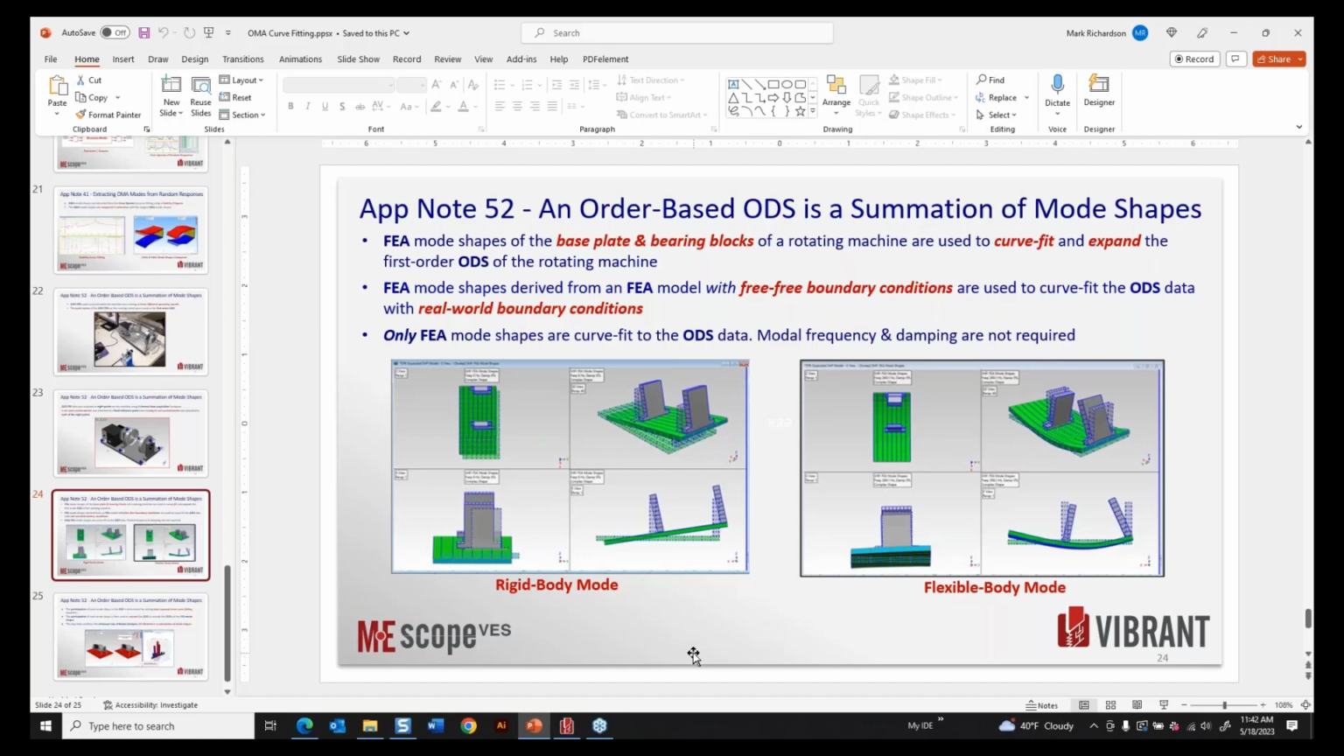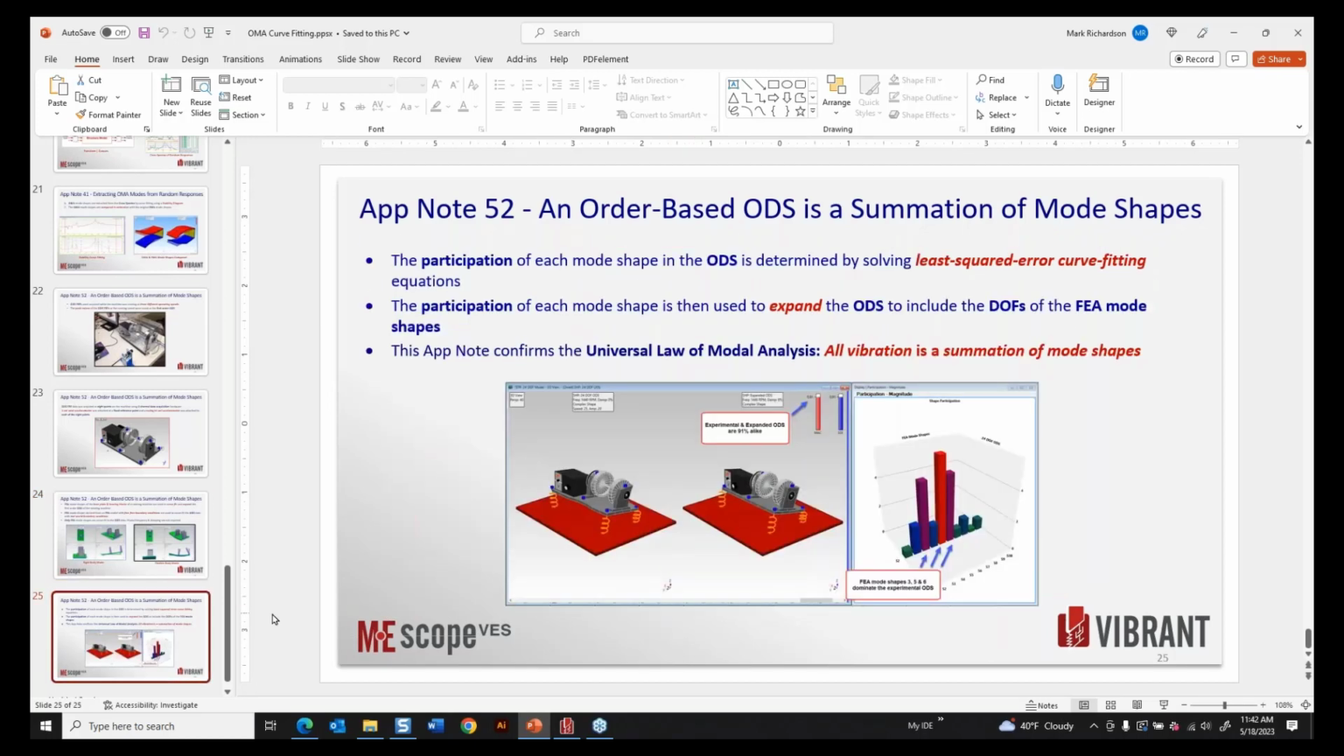But what we're going to see here from curve fitting is that we can actually curve fit these free mode shapes to ODS data that reflects the boundary conditions, and we get a good curve fit. So only the mode shapes themselves are used. The frequency and damping aren't used in this type of curve fitting. This is just solving a set of linear equations. We talked about that in a previous webinar, that's really all curve fitting is, in its simplest form, fitting a straight line to your data. That's similar to what's going to go on here.